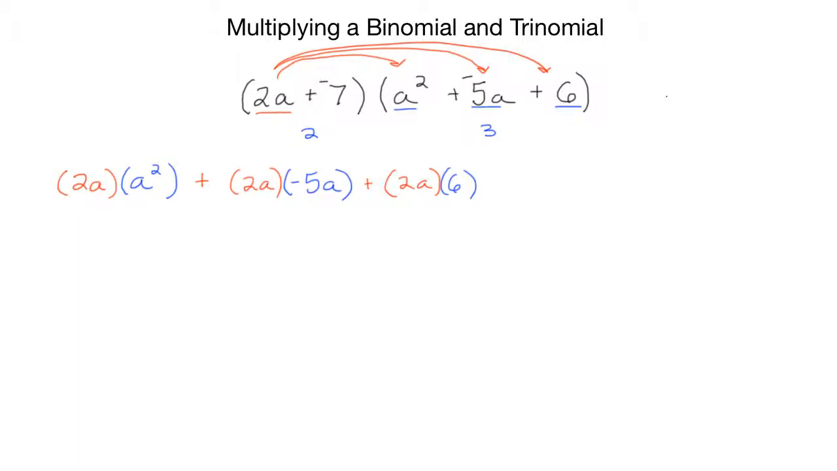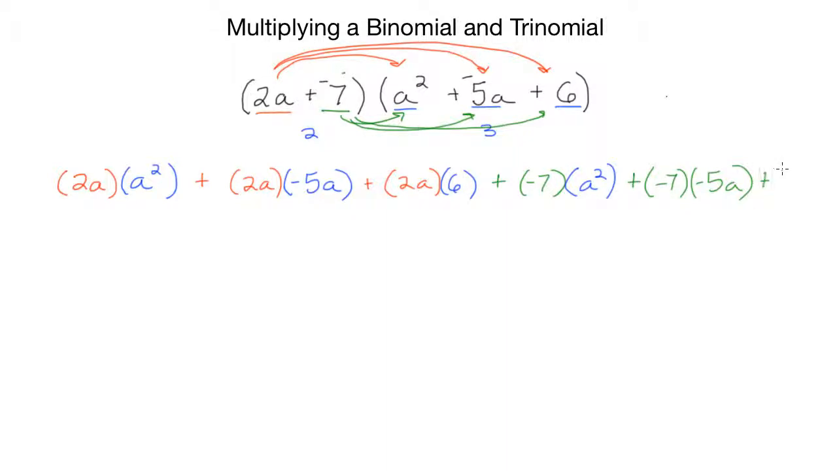But I'm not done, right? Now I've got my negative 7. It's got to get multiplied by everything. So let's take that negative 7, and we're going to draw my little arrows down here this time, but we've got plus negative 7 times a squared, plus negative 7 times negative 5a. Whoa, I'm running out of room here. And finally, plus negative 7 times 6.